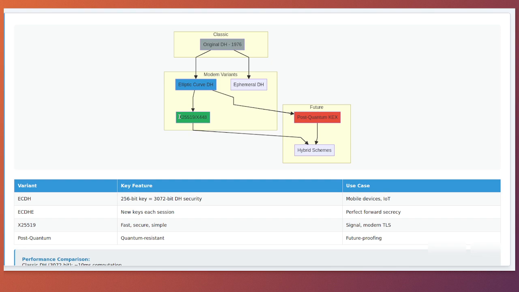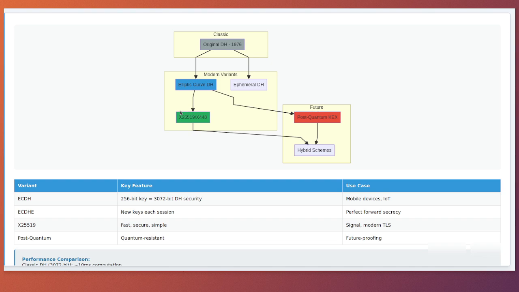Ephemeral Diffie Hellman, or DHE/ECDHE. The E stands for ephemeral, meaning temporary. In this variant, new Diffie Hellman parameters are generated for each session. Even if an attacker later compromises a server's long-term private key, they cannot decrypt past communications. This property, called forward secrecy, is now considered essential for secure communications.